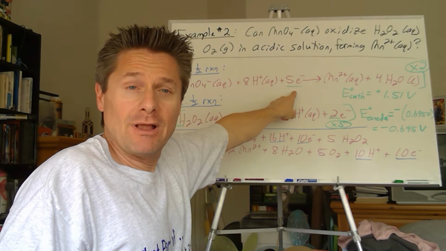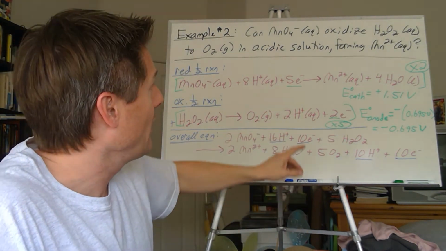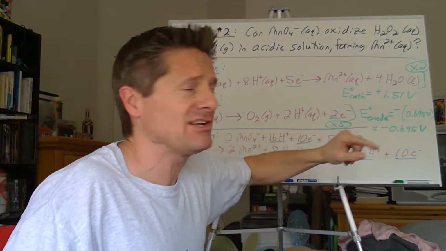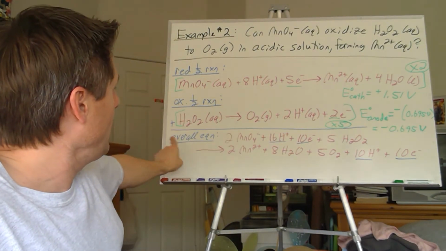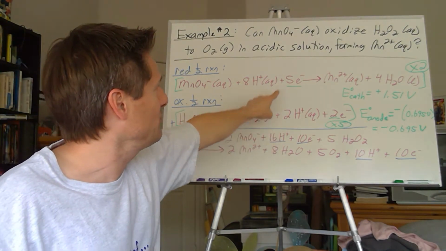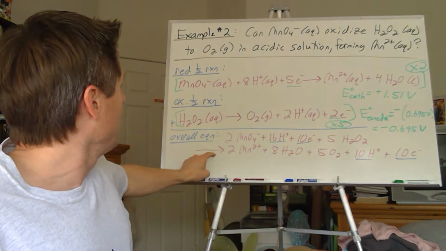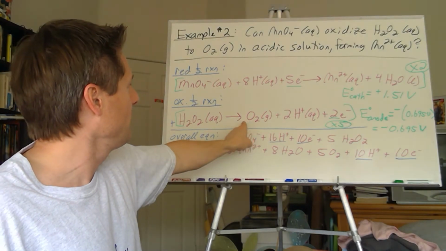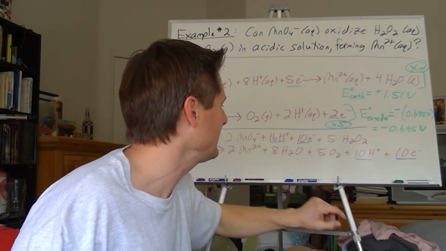Notice we got 5 electrons here in the reduction half reaction and 2 there. We need a common multiple of 10. So I need to multiply the entire reduction half reaction by 2, the entire oxidation half reaction by 5. So if I multiply by 2 and 5, this will be my overall equation. So I get 2 permanganates, 16H plus, 10 electrons, and then 5 H2O2. And then over here I'm going to get 2 Mn2 plus, 2 times 4 is 8 waters, 5 times 1 is 5 oxygens, 5 times 2 is 10 hydrogen ions, and 5 times 2 is 10 electrons.